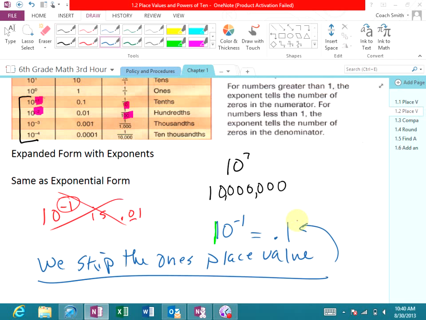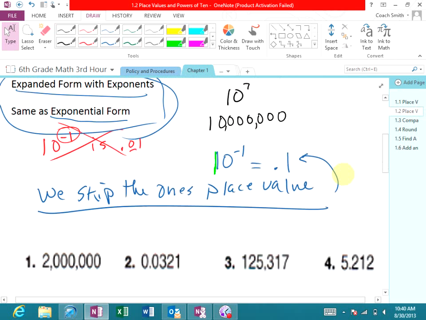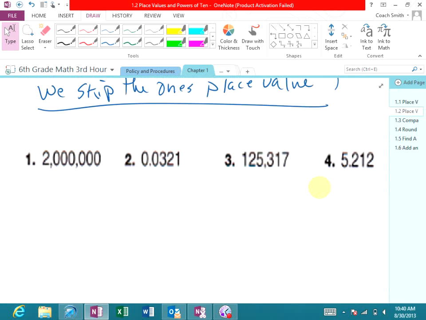Okay? Now, let's look at this right here. Expanded form and exponential form. Expanded form with exponents and exponential form, those two things are exactly the same. These two words, exponential form and expanded form with exponents, are exactly the same thing. Yesterday, let's think about yesterday. Let's go down to these examples right here.